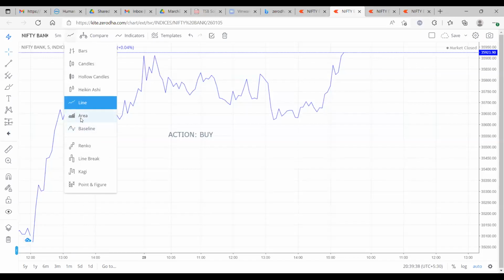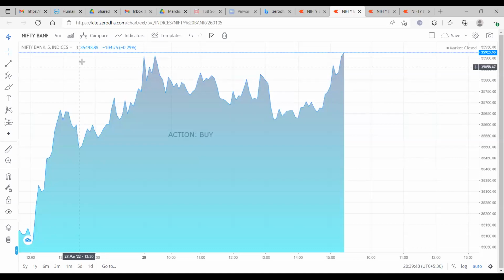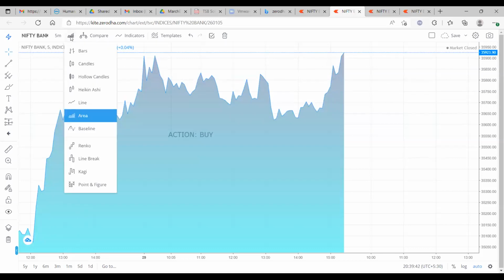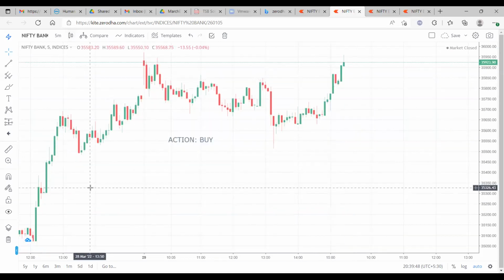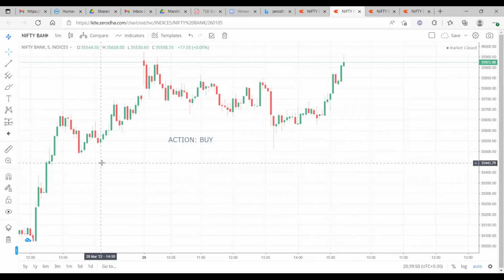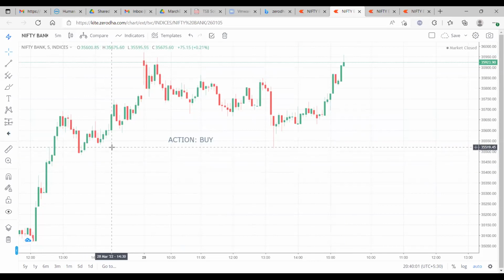So if I choose the other one, area, but if you select the candles, which is here, then this is the candle pattern. Japanese invented this candle pattern, so it is called the Japanese candlestick pattern. They invented it first. So what does the indication show, in red and green? I'll come to that. Yeah, please.